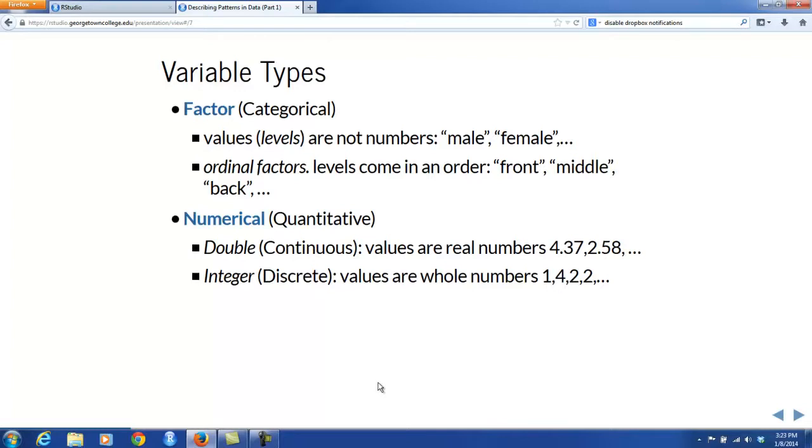There's also integer numerical variables, often called discrete variables. And those have more restricted values. The values have to be whole numbers, 1, 2, 3, 4, 5, and so on.